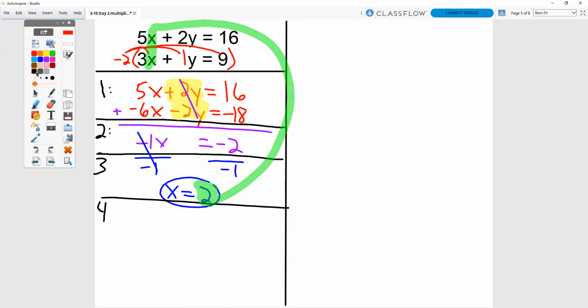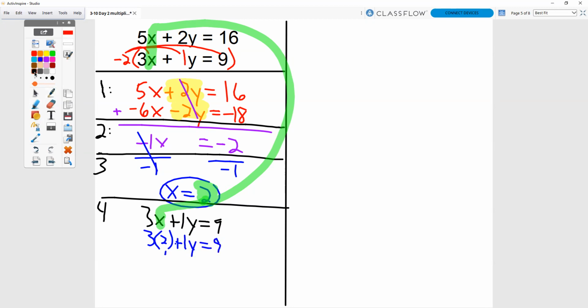All right, so we're going to use 3x plus 1y equals 9. We want to take this positive 2 for our x and sub it into the x spot. So what I'm going to have is 3 times 2 plus 1y equals 9.